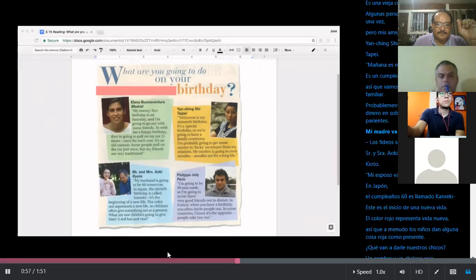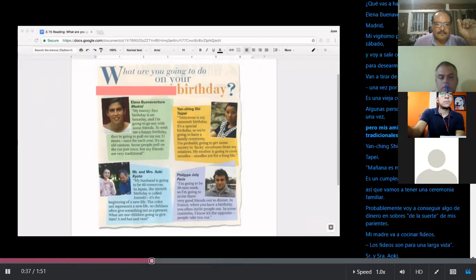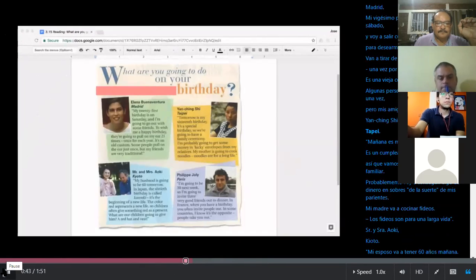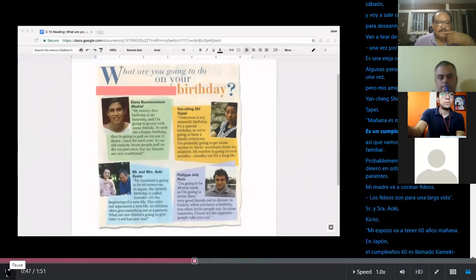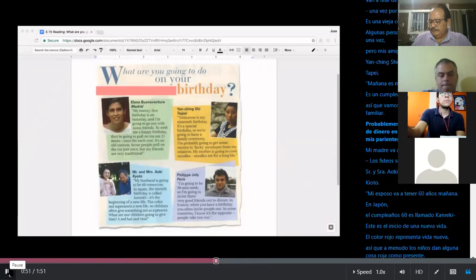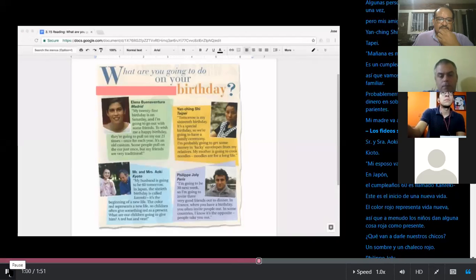My mother is going to cook noodles. Pull on the ear just once, but my friends are very traditional. Yang Shi, Taipei. Okay, tomorrow is my 16th birthday. It's a special birthday, so we're going to have a family ceremony. I'm probably going to get some money in lucky envelopes from my relatives. My mother is going to cook noodles. Noodles are for a long life.